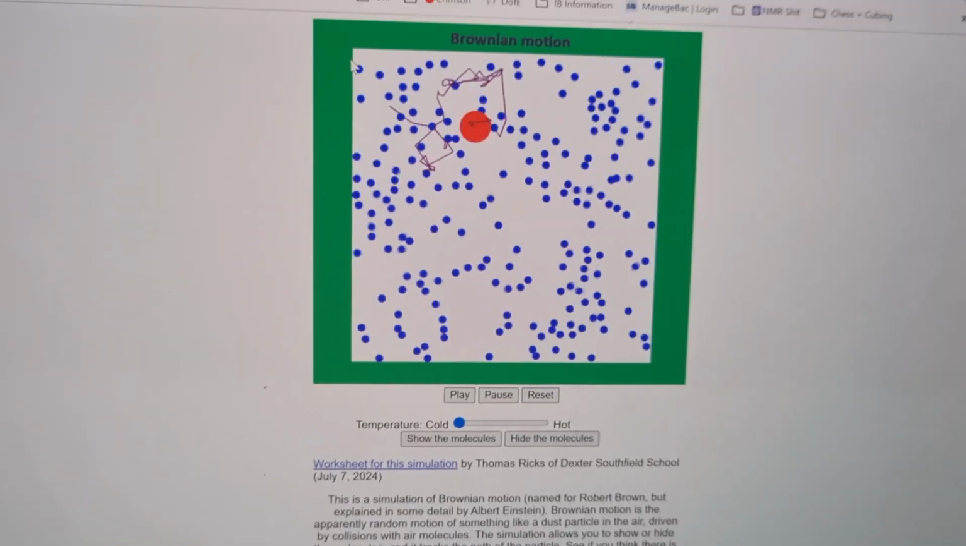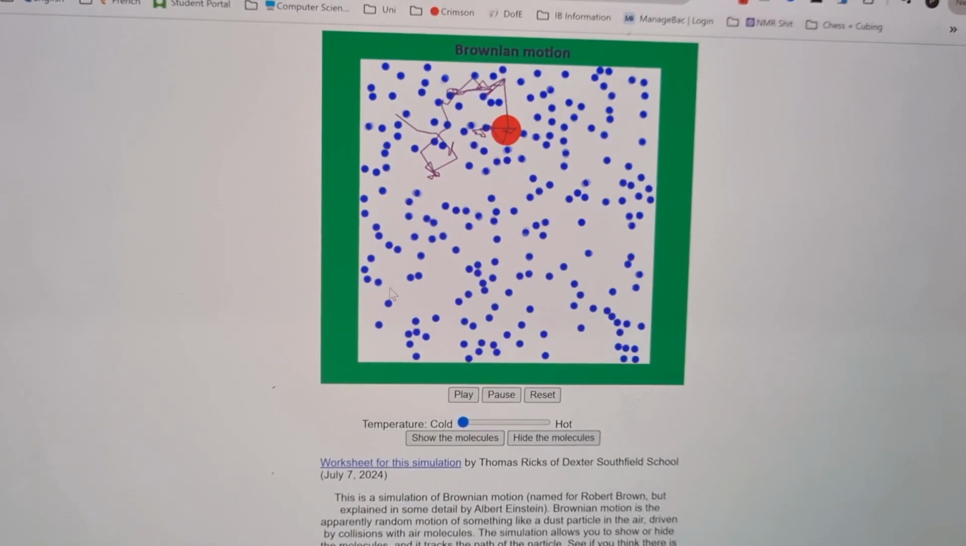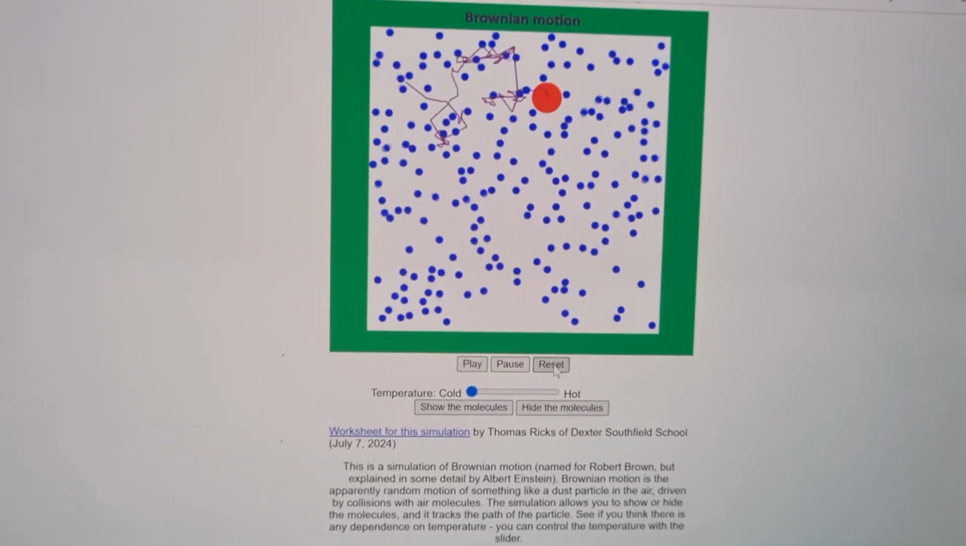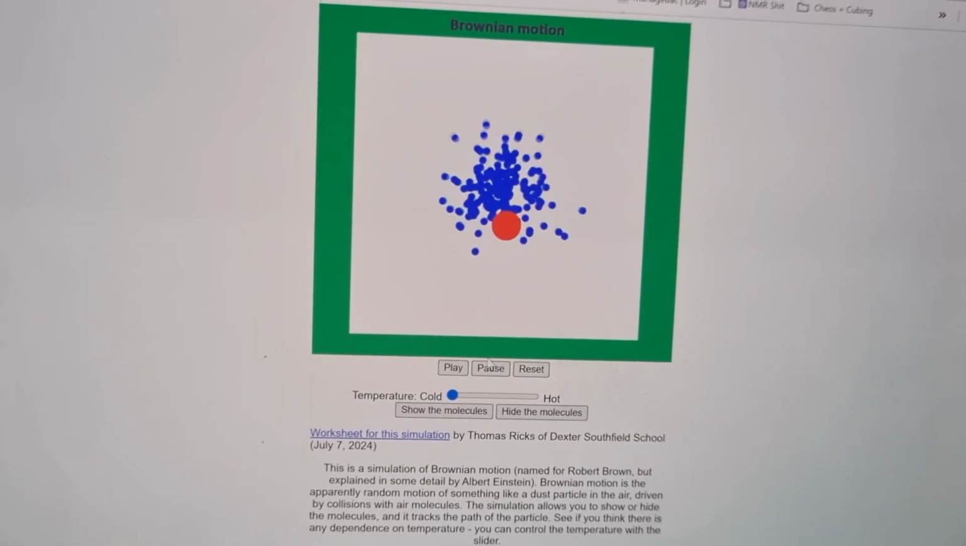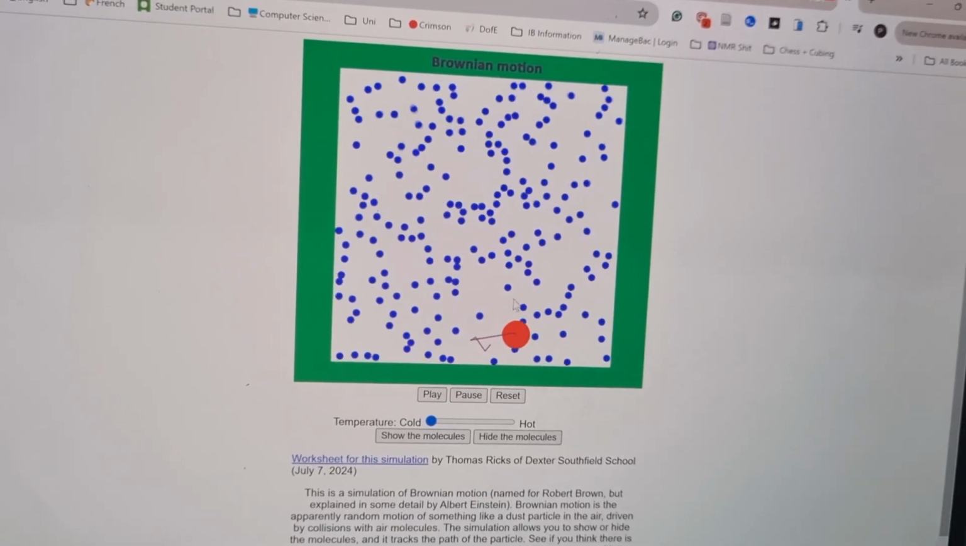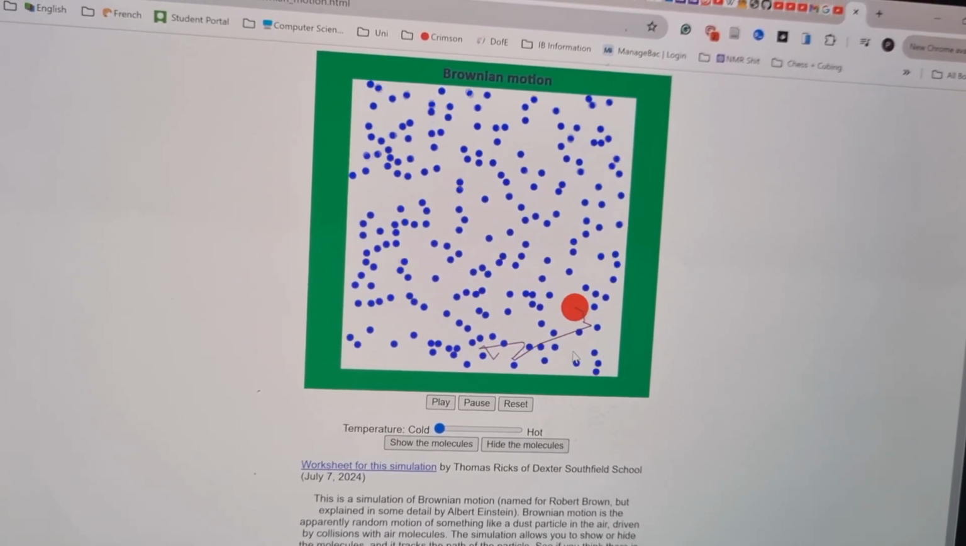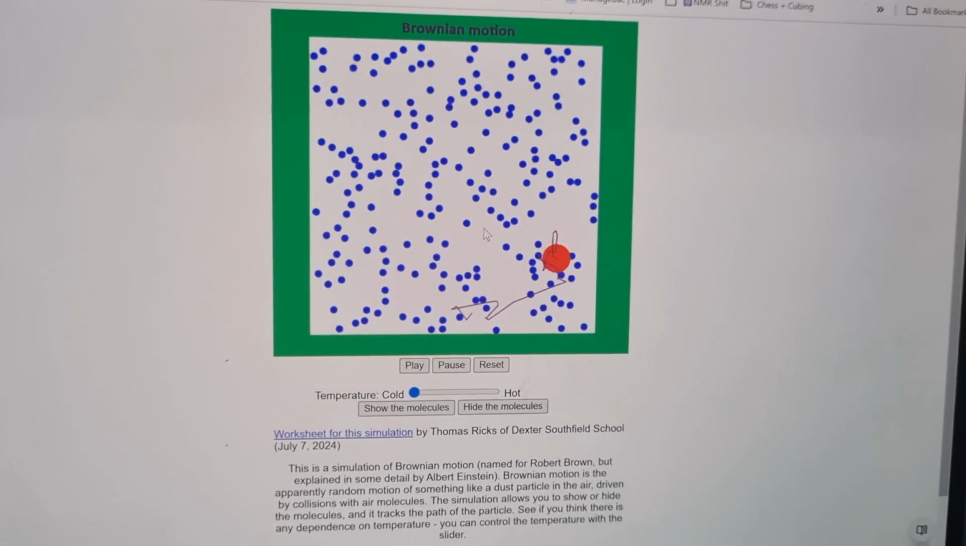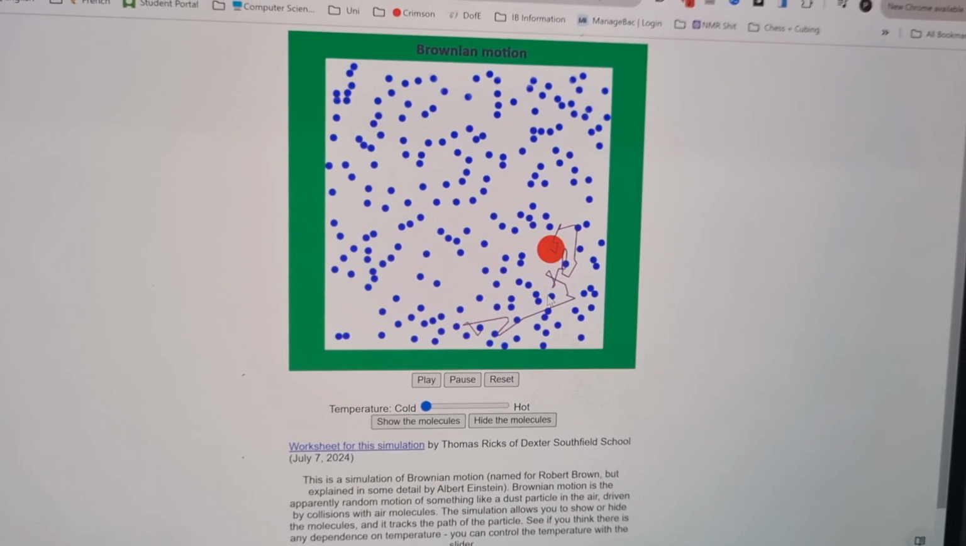Let's take a look at the quick simulation now. This is a simulation by Boston University. I'm just gonna play it here. What it's doing is we can clearly see that over here the particles are creating momentary imbalances in collisions, causing it to vibrate from side to side and move about.